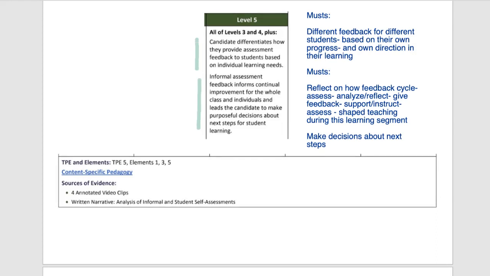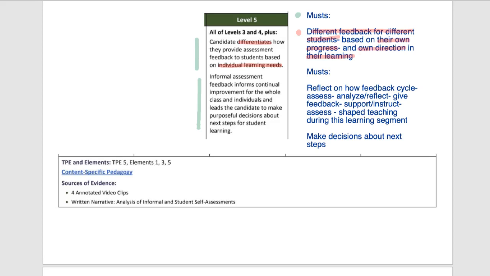In the first block, all of level 3 and 4 plus candidate differentiates how they provide assessment feedback to students based on individual learning needs. All right, so in terms of a must, what you're doing is you're giving different feedback for different students based on their own progress and their own direction in their learning. All right, so you're not giving generic feedback, the same feedback to everybody. You have good knowledge about where any particular student is in their work and what kinds of needs they have, what kinds of direction they need to move in, and your feedback is tailored to individual learning needs.